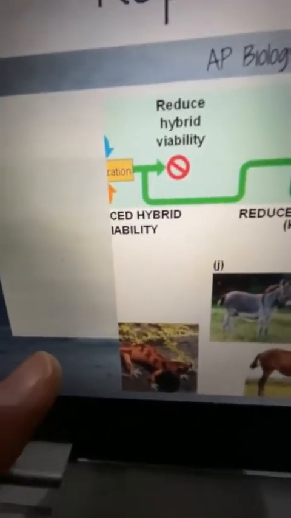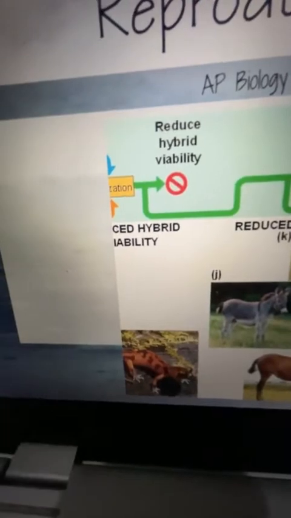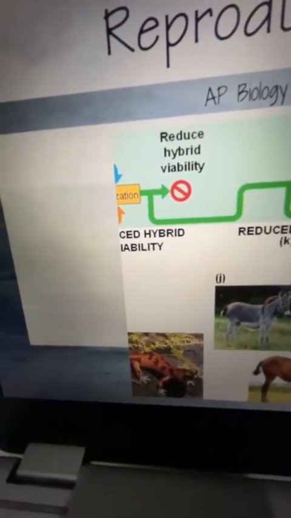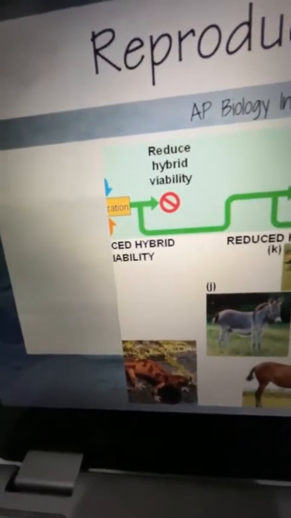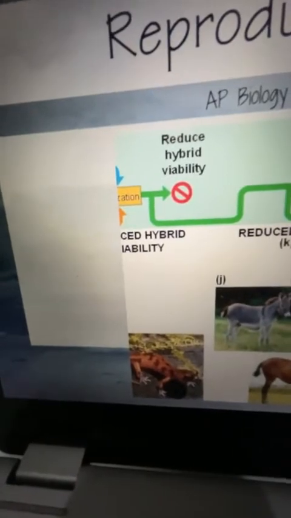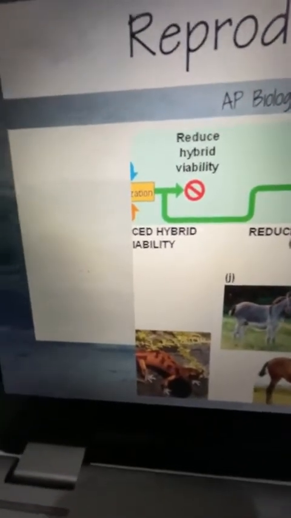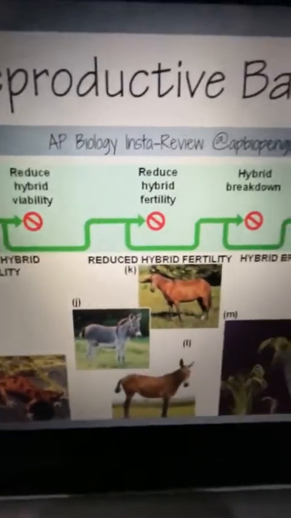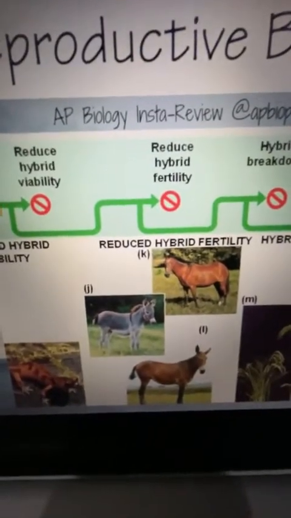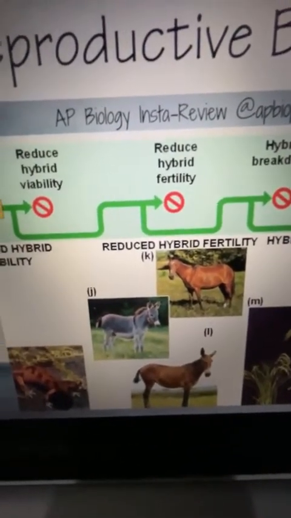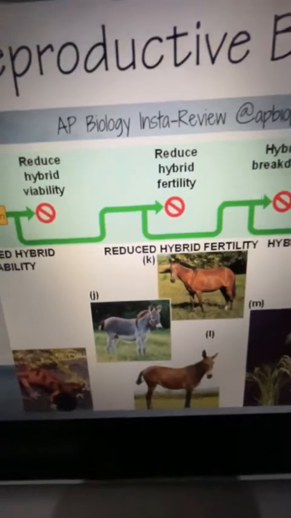So post-zygotic barriers, there's 3 of them. Okay. We can have reduced hybrid viability. Basically, the organism is not viable. It's not healthy. It's got a lot of medical problems. It's just not doing so good. It's very feeble. It's weak. It's got problems. Okay. You can have reduced hybrid fertility, which has to do with that the hybrid is now sterile.